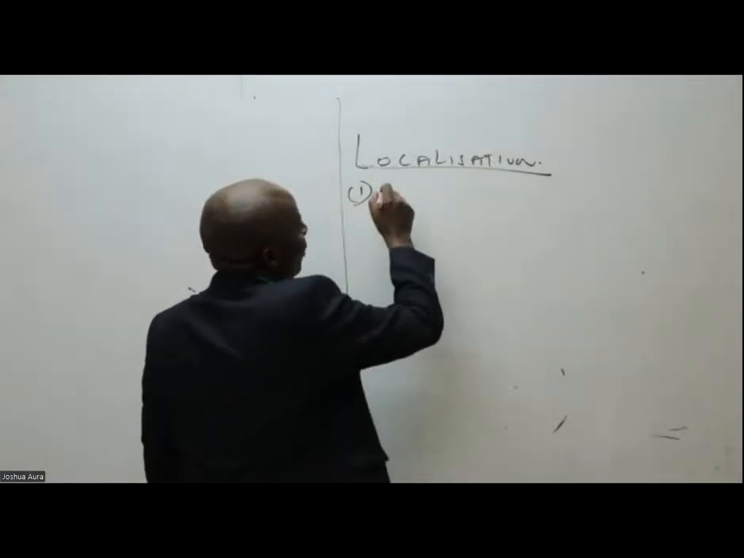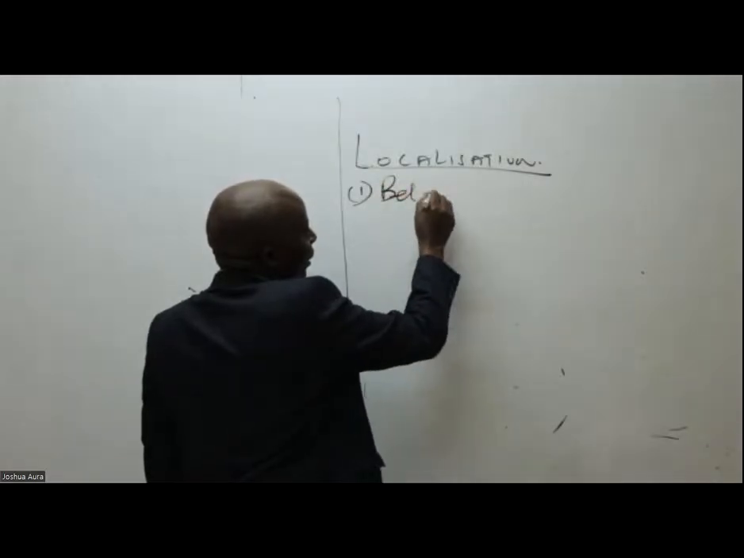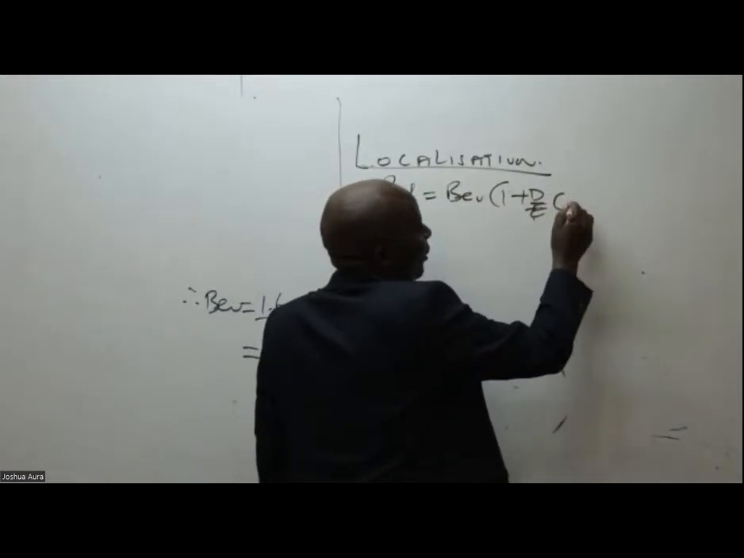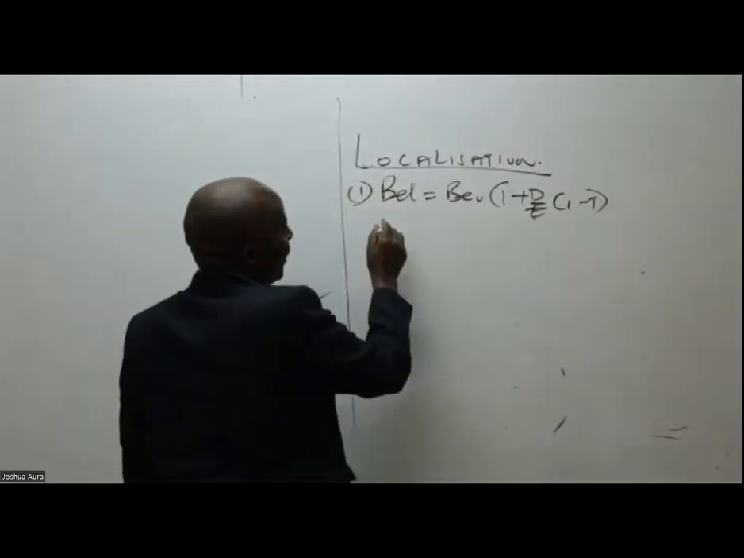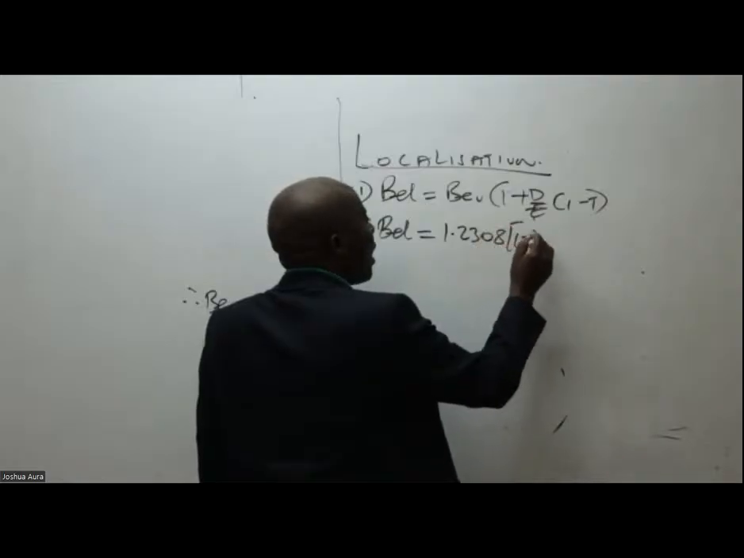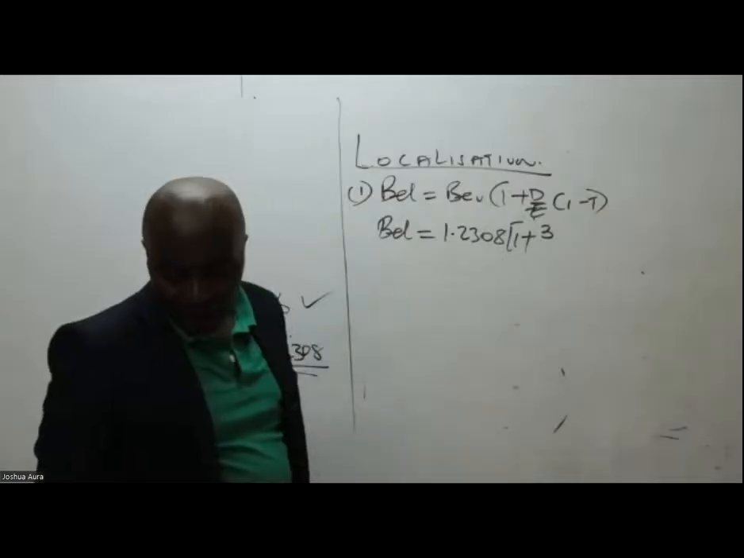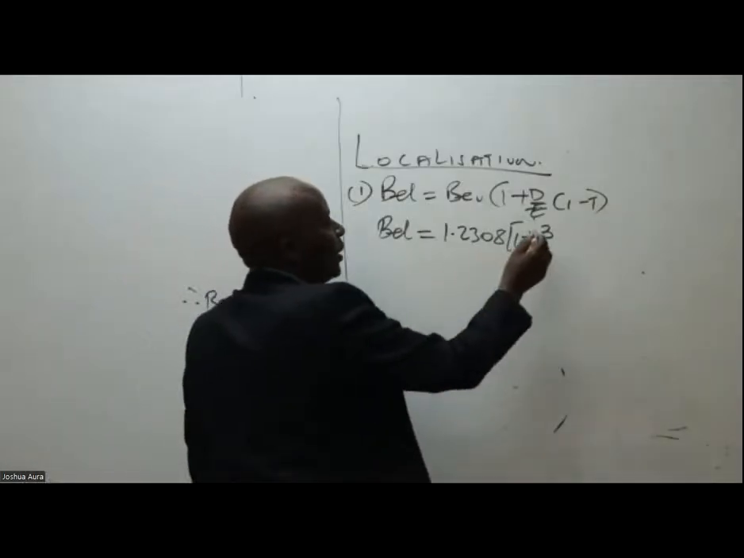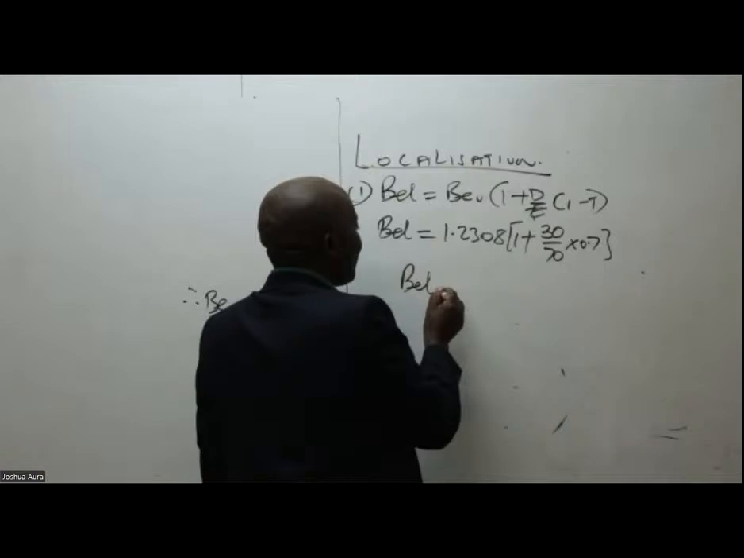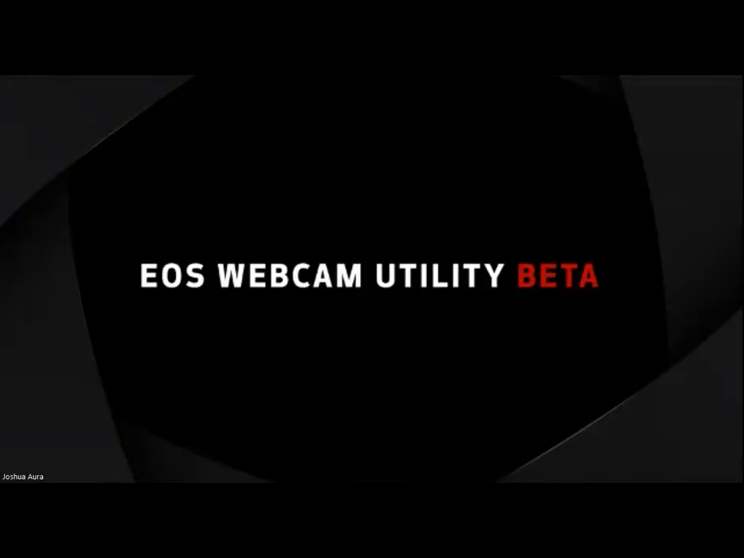In this case, localization is normally done using Hamada's model. So we know that BEL should be equal to BEU into 1 plus debt over equity into 1 minus T. So my BEL localization here will be equal to BEU that I have here, 1.2308, into 1 plus debt 30 over equity 70, into 0.7. Your answer for BEL will be very similar to the one we got above.